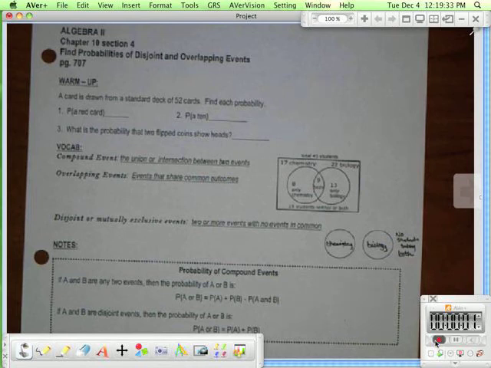So, section 4 in chapter 10. Find the probabilities of disjoint and overlapping events. So I started right away with the warm-up, so take just a second to do this warm-up.